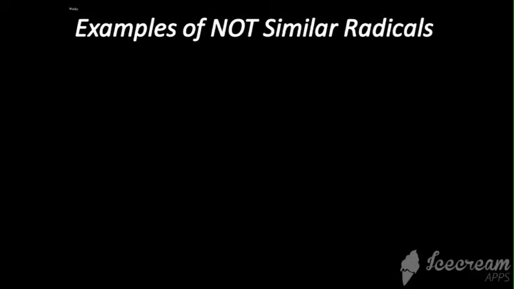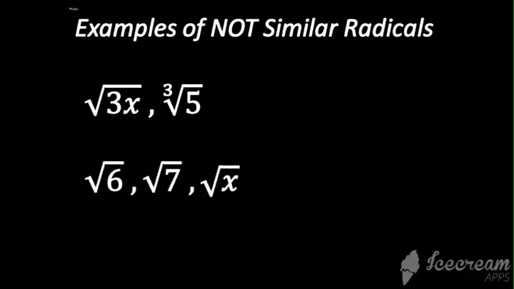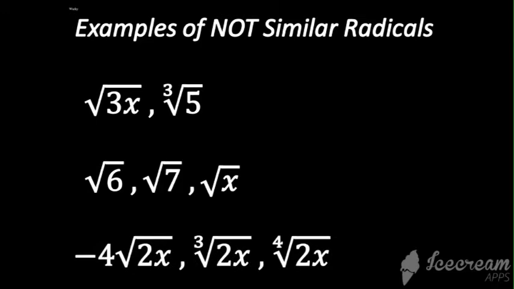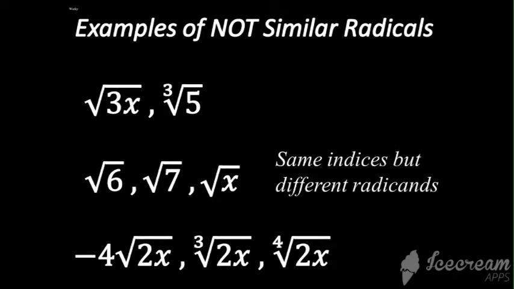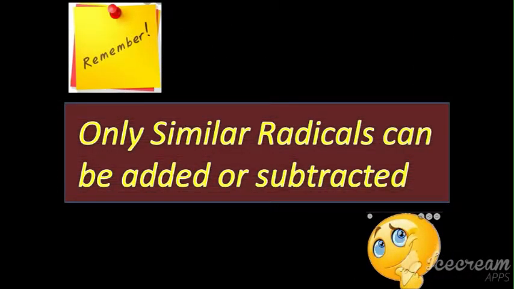Here now are examples of not similar radicals. Square root of 3x and cube root of 5. The indices are different and the radicands are also different. Square root of 6, square root of 7, square root of x. Although the indices are the same, however the radicands are not. Negative 4 times square root of 2x, cube root of 2x, 4th root of 2x. Here the radicands are the same, however the indices are not. Remember, only similar radicals can be added or subtracted.